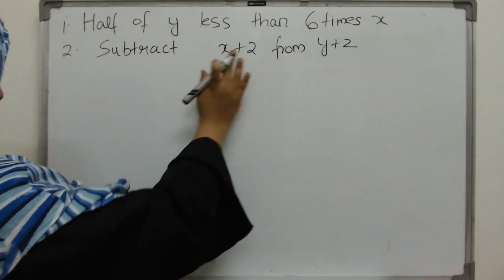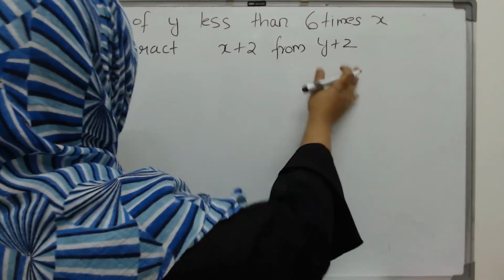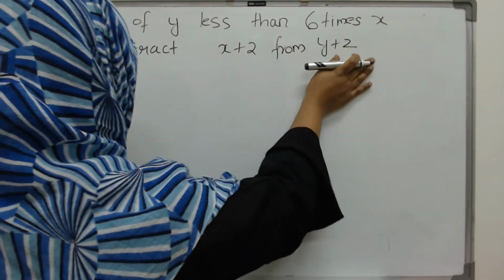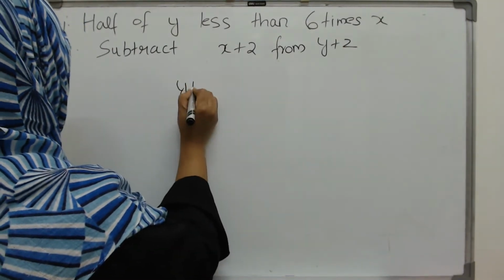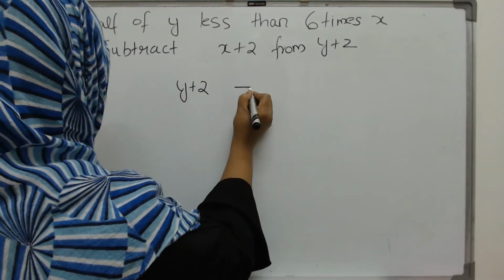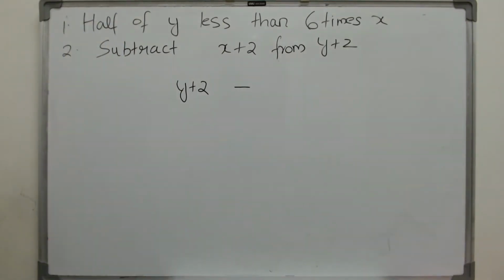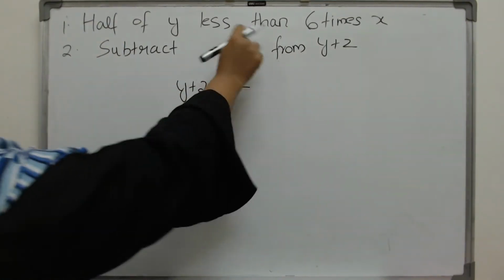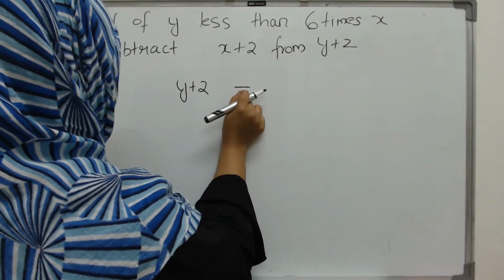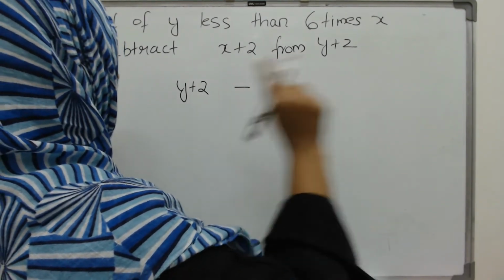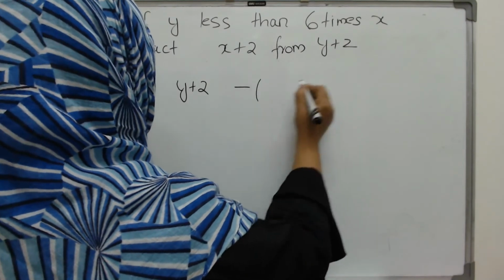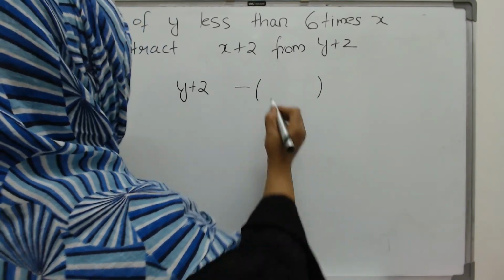Subtract x plus 2 from y plus 2. Always remember what follows 'from', y plus 2, will come first. Then a minus sign and then here x plus 2. Now I have to tell you this thing. Whatever follows this subtraction sign, if it is more than one term, please remember to put the brackets, otherwise your answer will be wrong.